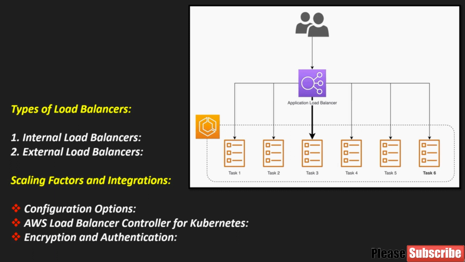First is configuration options. Fine-tuning load balancer and target group configurations is essential for meeting specific application requirements. Options such as proxy protocols, cross-zone load balancing, session affinity, and routing algorithms offer flexibility and customization. Second is the AWS Load Balancer Controller for Kubernetes. For Kubernetes clusters, the AWS Load Balancer Controller simplifies the integration of load balancers, automating the creation and management of resources and ensuring seamless scalability and reliability.